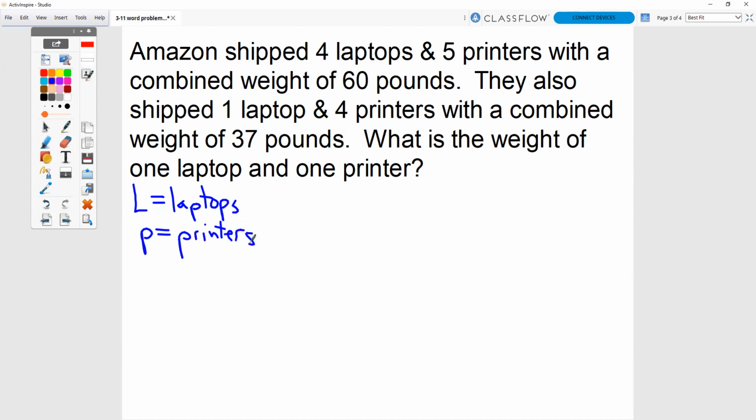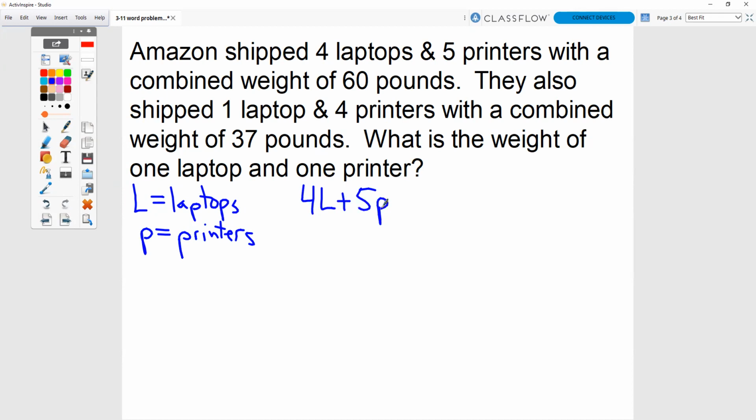Be careful. You really want to use the capital letter L for laptops, not a lowercase l, because a lowercase l looks just like a 1. It would be a very common mistake there. So for laptops, 4L.